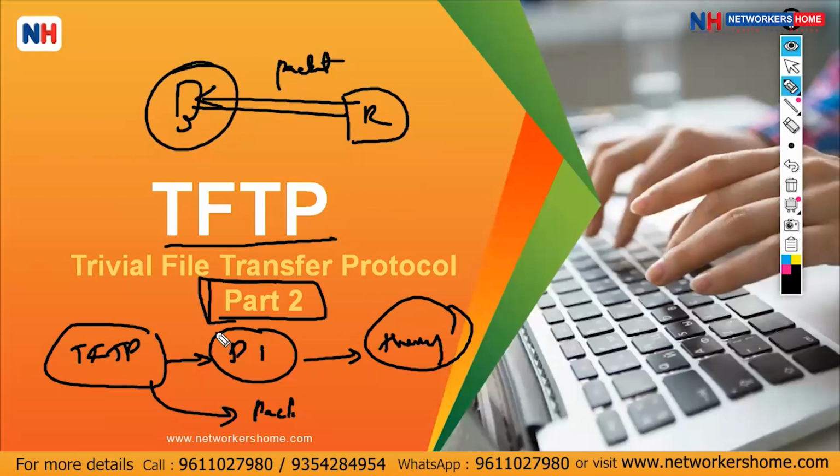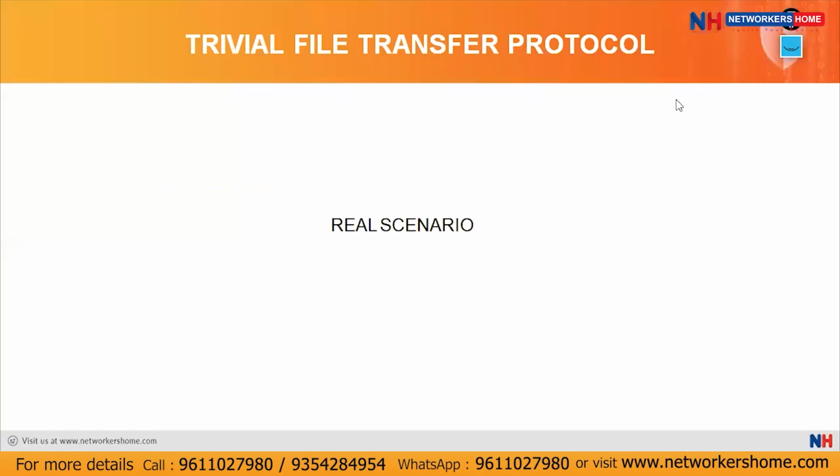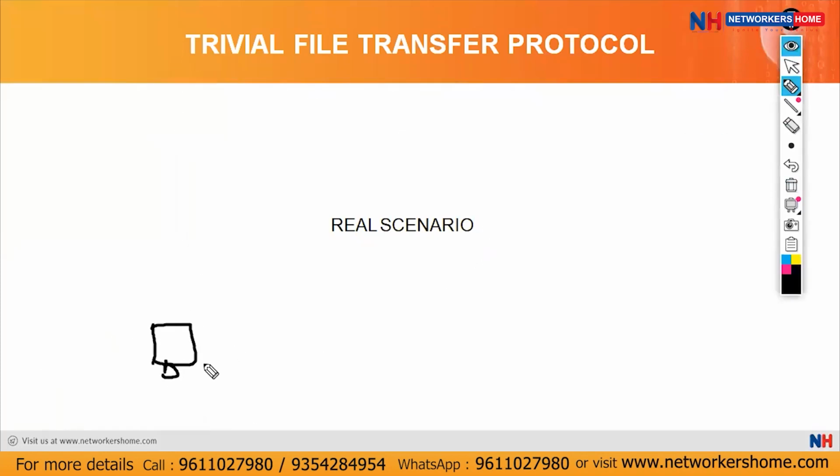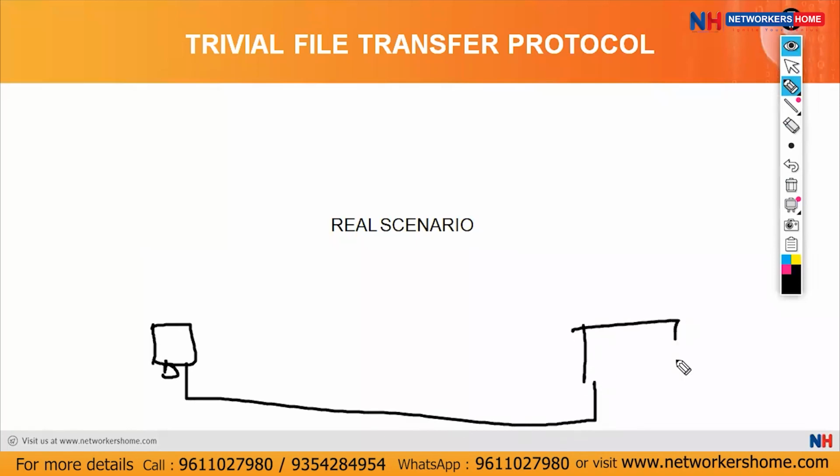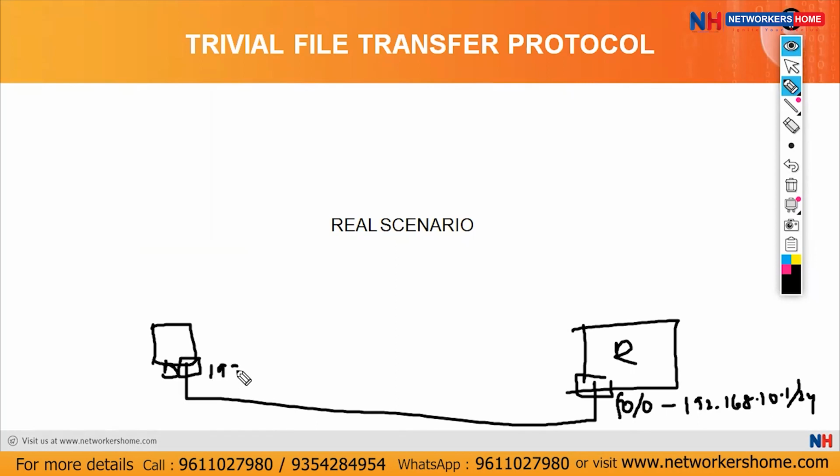Now today in part 2, we will be doing it in real time, going with a real scenario. This is my computer, and it is connected to our router. The router's FastEthernet 0/0 has already been assigned the IP 192.168.10.1/24, and my computer has been given the IP 192.168.10.100/24. So the LAN connectivity is already done.